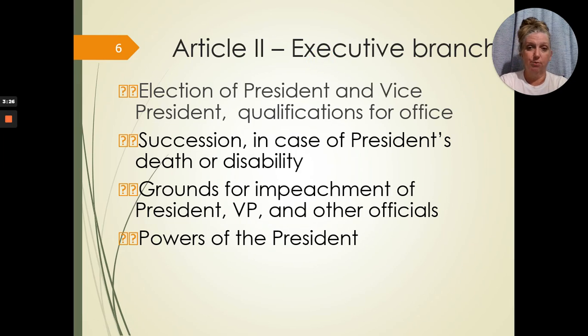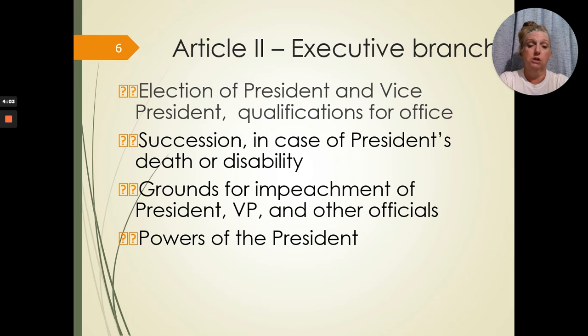So Article 2, the executive branch, talks about how the president and the vice president are elected. It also covers qualifications for office, so how old the president has to be, citizenship, those sorts of things. It also lays out succession. In case of the president's death or disability, what is the line of succession? We have a constitutional amendment that lays out succession, and then a law that actually lays out the full scope of succession, the full line.